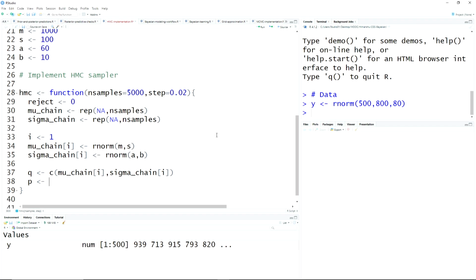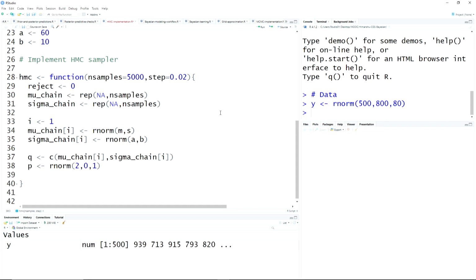For the current momentum, you need to randomly draw samples from some distribution. So let's say I randomly draw samples from an rnorm distribution, and I need to draw two samples, one for mu and one for sigma. I draw them, let's say, from 0, 1. So this will give me the momentum. The current position is Q, and the current momentum is this P.